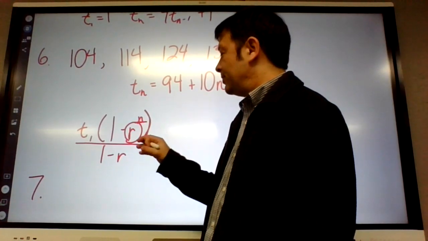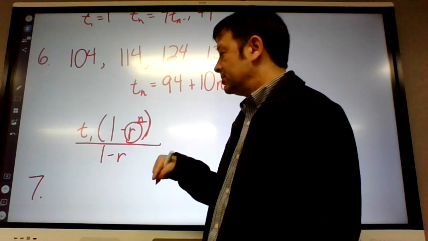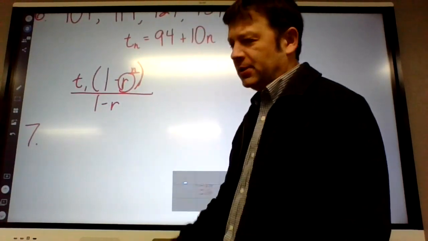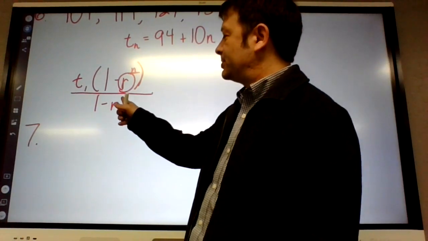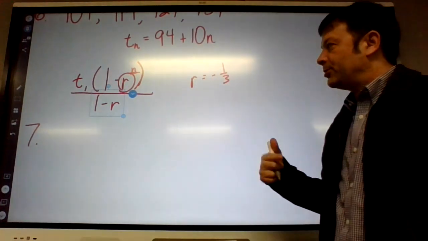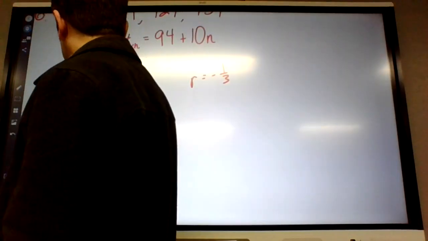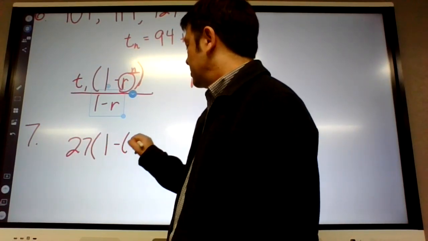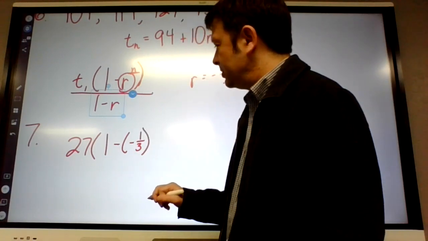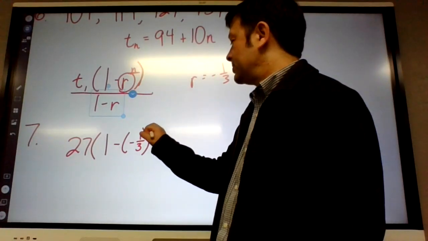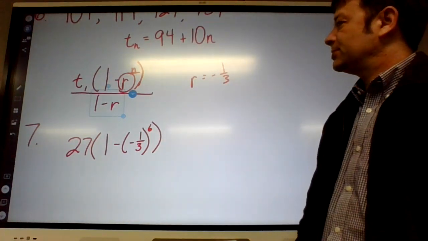What did the n stand for? It stood for number of terms. T sub 1 stood for first term. So that's kind of all you need to know. We already talked about the common ratio. What was the common ratio on this one? Negative 1/3. Okay, it's dividing by negative 3 or multiplying by negative 1/3. The first term on number 7 is 27. So that goes right there. Okay, the common ratio is negative 1/3. What's n going to be? 6, because they told us they wanted the first 6 terms.